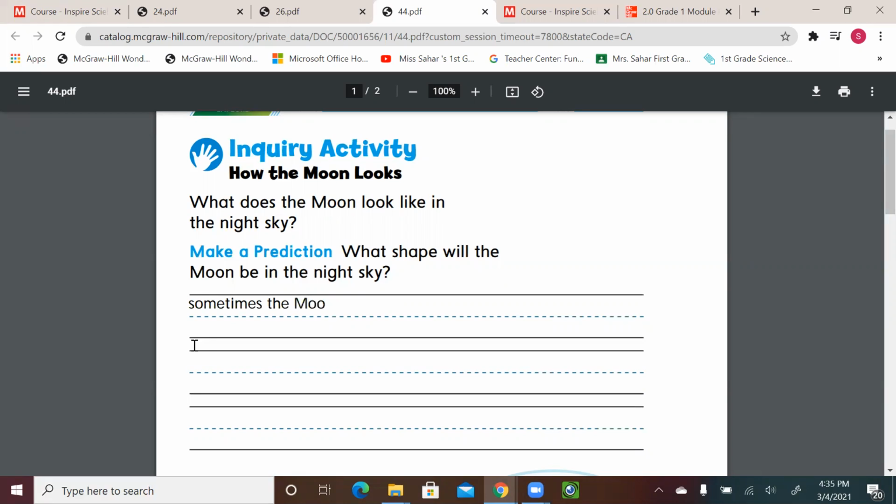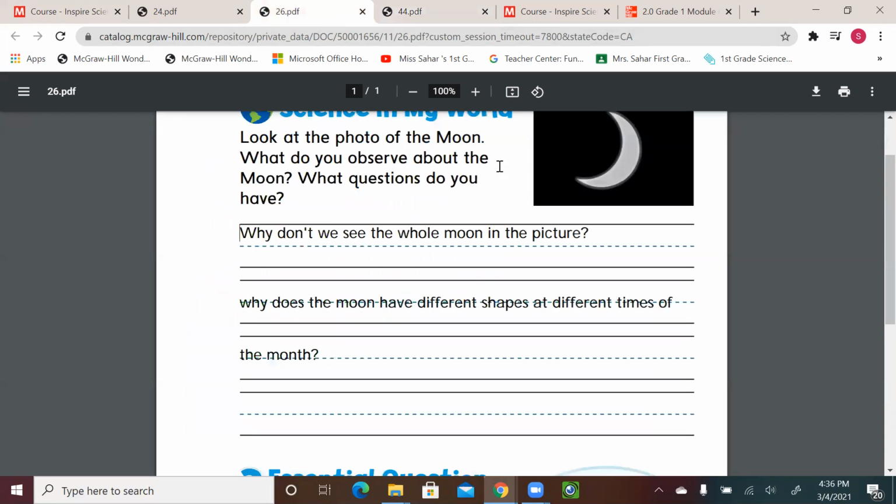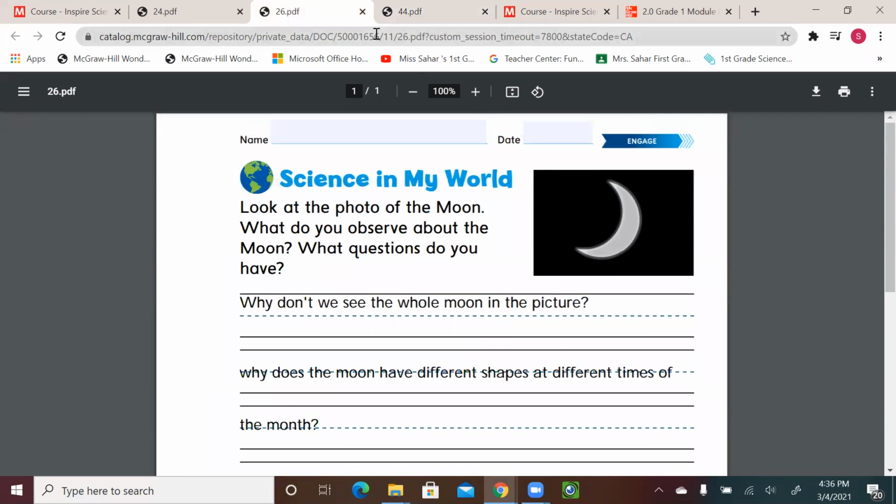So sometimes the moon looks like a circle, and sometimes it looks like a crescent shape, like the picture we have on the previous page, like here. This is a crescent shape. All right.